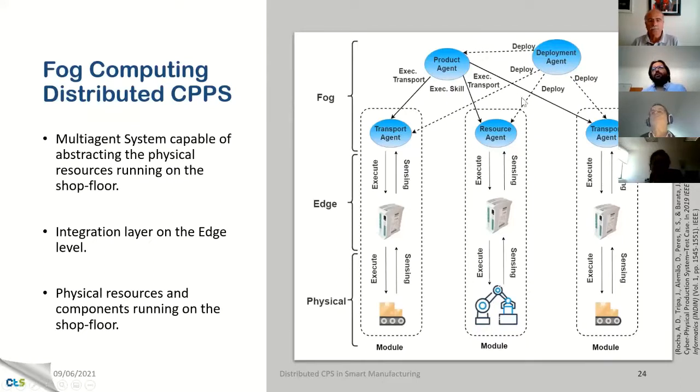And with this approach, we can reduce the complexity of the hardware we require at this level, but we can deliver advanced functionalities and collaborative communications and behaviors at this level.